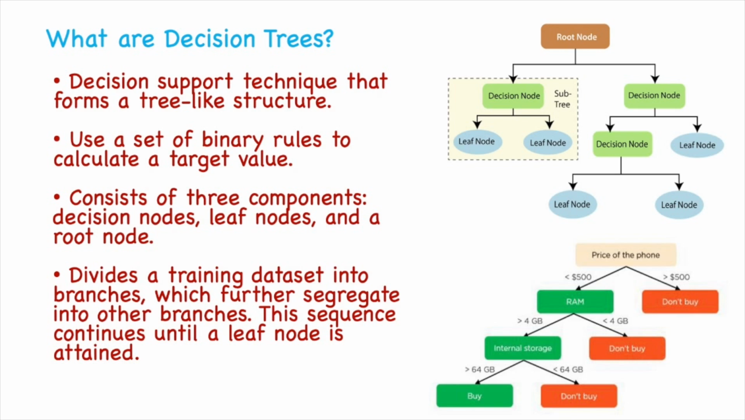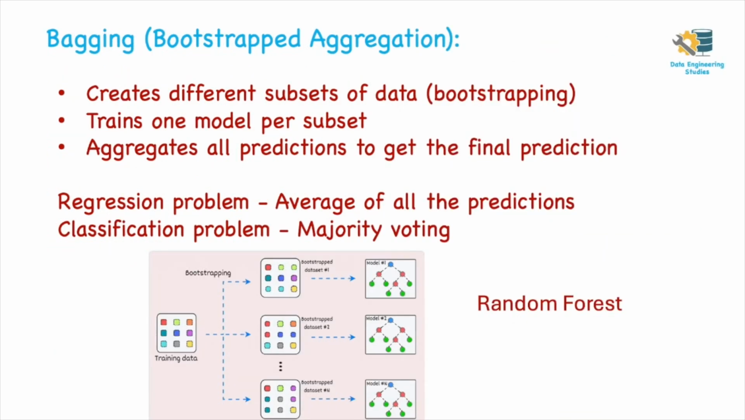The next terminology is bagging. Bagging can also be called bootstrap aggregation. From our training data, we create different subsets of data. This is called bootstrapping. Next, we will train one model with one set of data. We will aggregate all the predictions and we will get the final prediction. For regression problems, we will take an average of all the predictions, and for classification problems, we will do majority voting. Random forest algorithm is a classic example of the bagging technique.